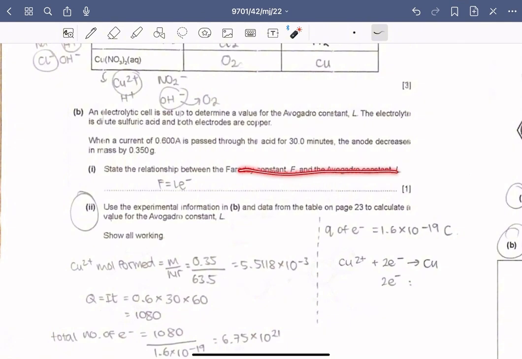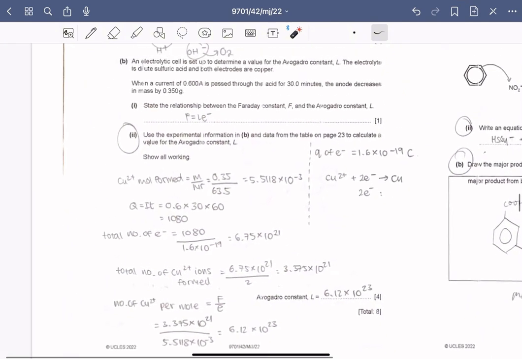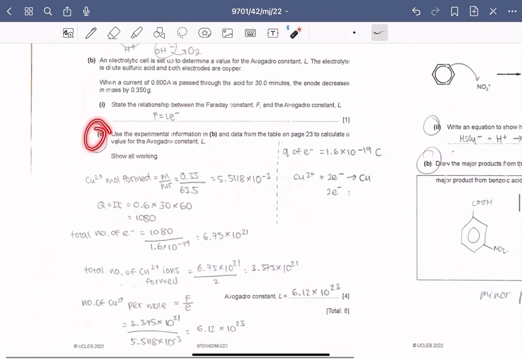So state the relationship between Faraday constant F and the Avogadro constant L. This is by memorizing, it has a relationship of L. F equals L multiplied by e. And so, this is tricky, rather tricky. Use the experimental information in B and data from the table on page 23 to calculate a value for the Avogadro constant L. Show all your working.